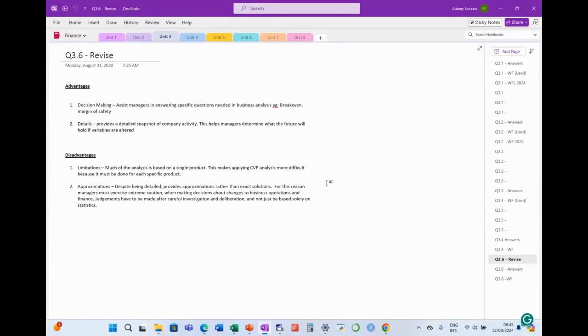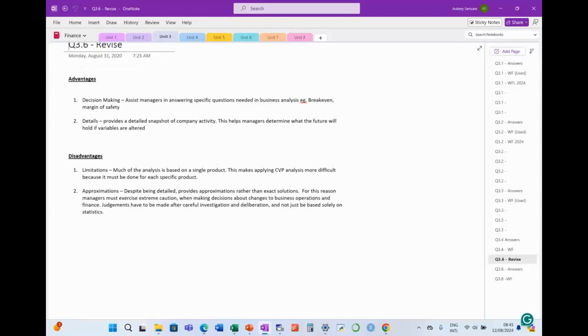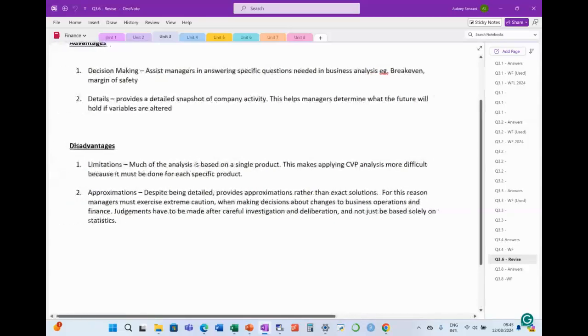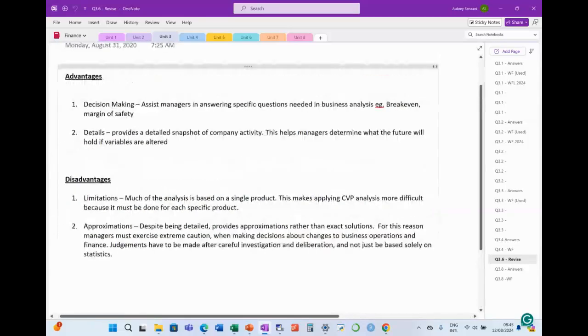So on 3.6, they say the following. Under the required, discuss what you think some of the advantages and disadvantages of using cost volume profit analysis are for a business. And up top it says cost volume profit analysis is a tool that can be used by business managers to make better business decisions. Okay, so there we have just copied the answers which you should have at the back of your textbook.